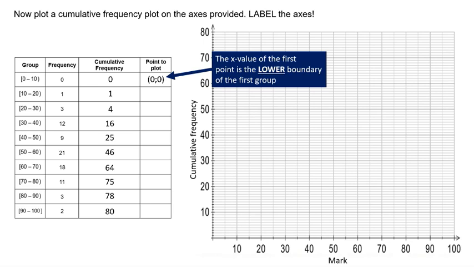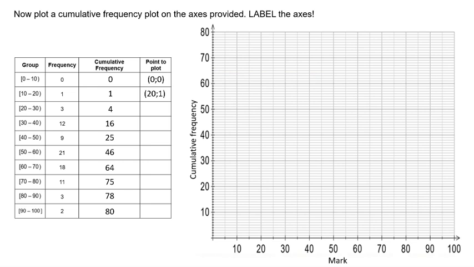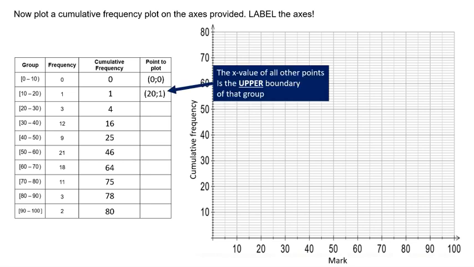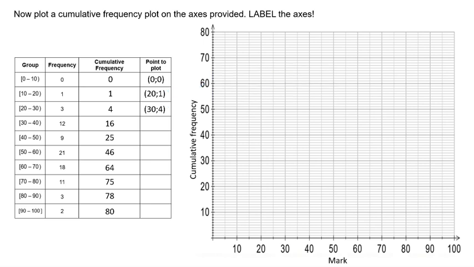Right, the next point and all the points from then on, we plot the end point of the interval against the cumulative frequency. When I say the end point, I mean the upper boundary, the right hand end. It's only the first point where we in fact use the left hand end. Right, so the next one would be 30 and 4. The next one would be 40 and 16, and so on.